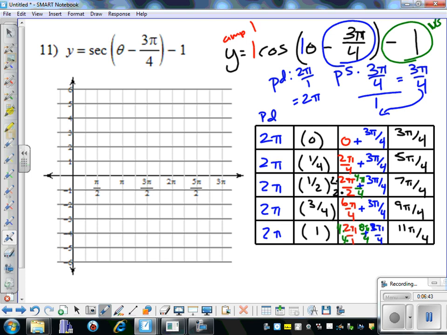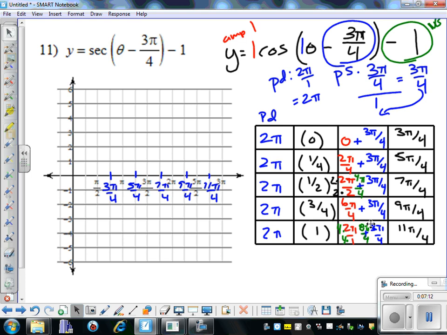That gives me all 5 of my points, and I need to plot them on the graph. So where are those points going to be? Well, I have 3 pi over 4, 5 pi over 4, 7 pi over 4, 9 pi over 4, and 11 pi divided by 4. So there's my 5 points. So I've graphed my points.